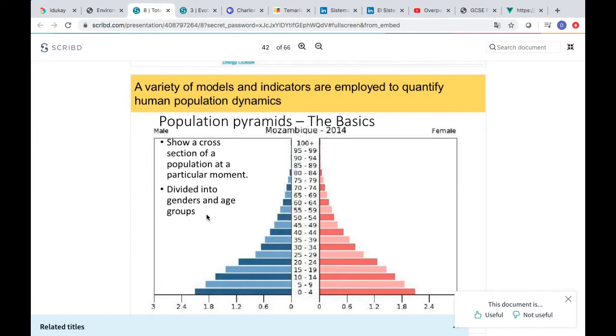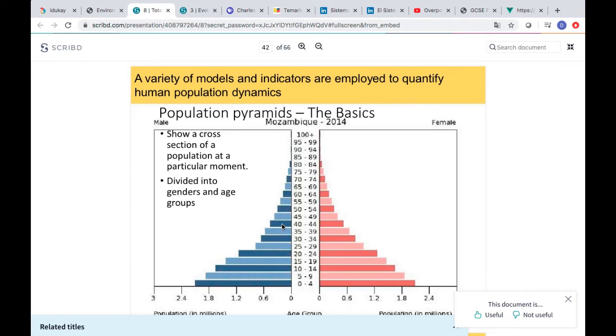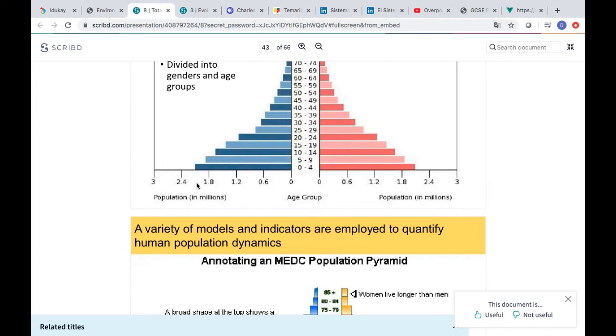Then we have again population pyramids, and again I'm going to show you what is divided in genders and age groups, as you can see. They show a cross-section of a population at a particular moment. How do you know that it's a particular moment? Because a pyramid is going to show you the country, the year of that pyramid, the gender, the age of that population, and the categories that, as I told you, young people, adults, and elderly people. And also the medians that you can see here and here.